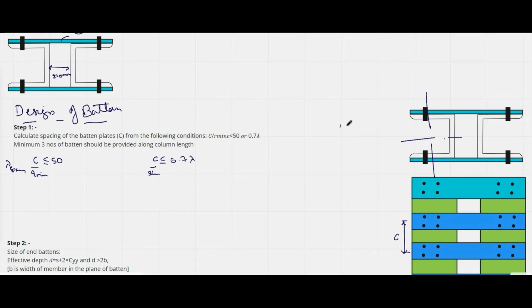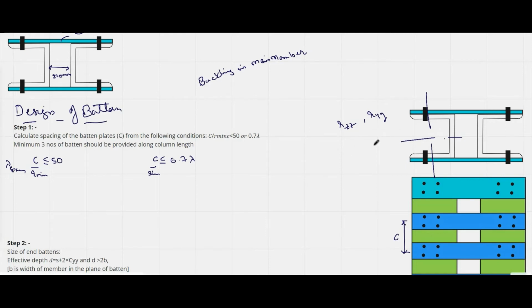This is RZZ and RYY. This type of spacing we are checking only to check that our member does not buckle in the main member. There should not be any buckling in the main member. To overcome the failure by buckling in the main member, we are going to study this type of failure system.